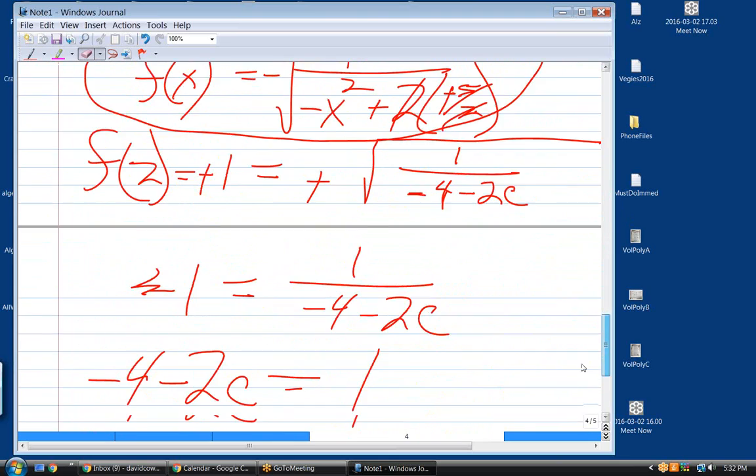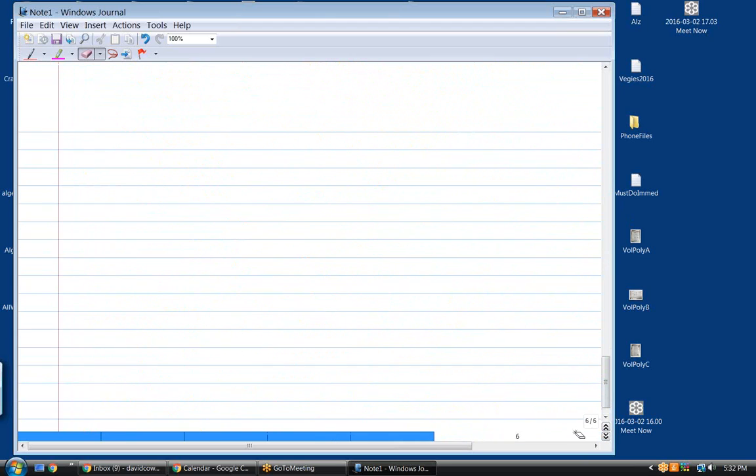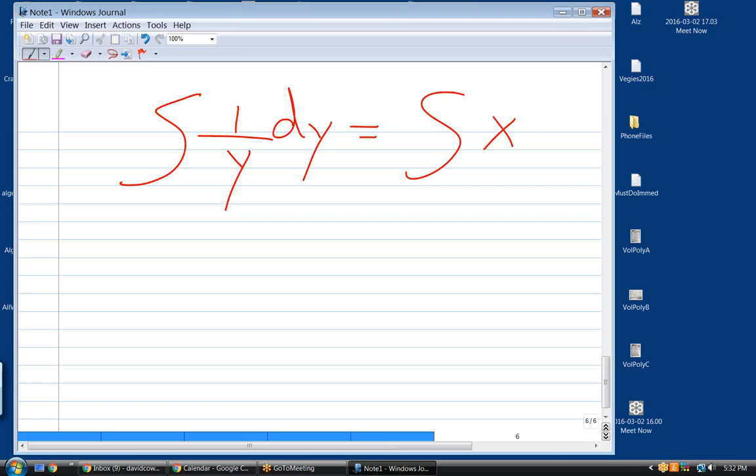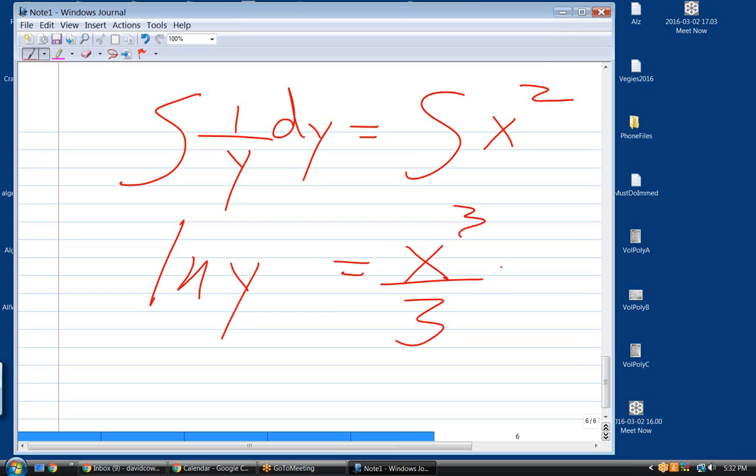I know we're only doing a half hour here, just wanted to bring up one last point. If I have this, I'm trying to solve that. This becomes natural log of y. It becomes x cubed over 3 plus c. Now, how do you solve that for y? Because your goal is always to solve for y.